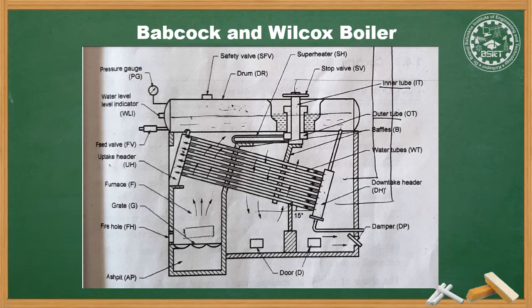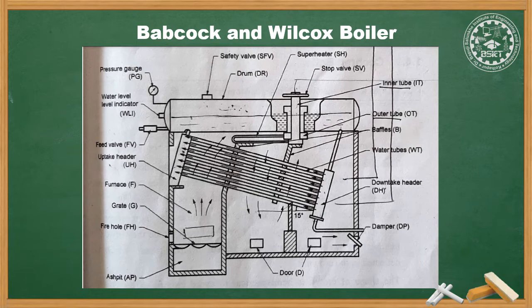The front and rear end of the drum are connected to headers with short riser tubes. The front header and the rear header are connected by a number of inclined tubes. As shown in the figure, the inclination of these tubes is about 15 degrees to the horizontal. The water tubes are straight, solid drawn steel tubes. The furnace, as shown in the figure, is below the uptake header.